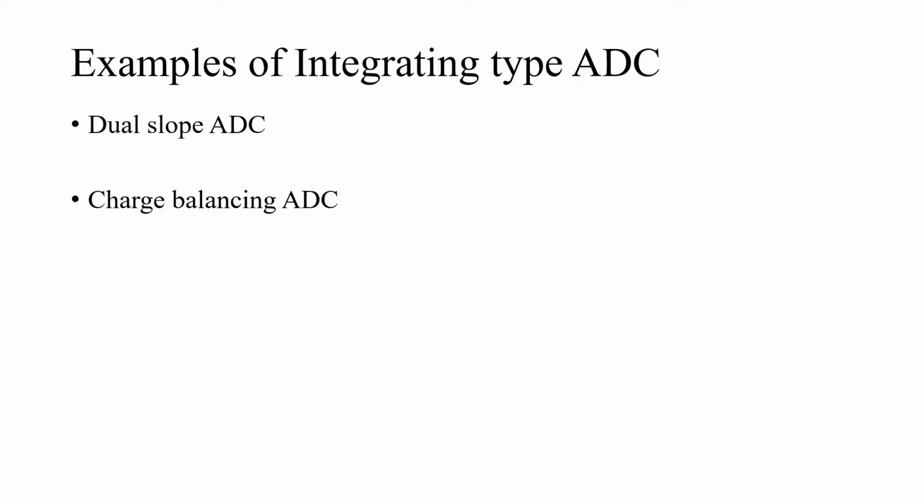Examples of integrating type. Integrating means it first converts to a certain function of time and frequency, then it compares with the analog signal. Examples are dual slope analog to digital converter and charge balancing analog to digital converter. In the syllabus only dual slope analog to digital converter is there, so I will cover only dual slope, in the next slide.